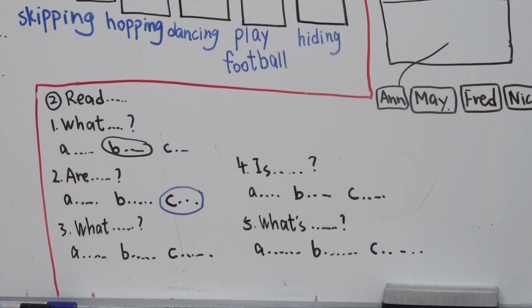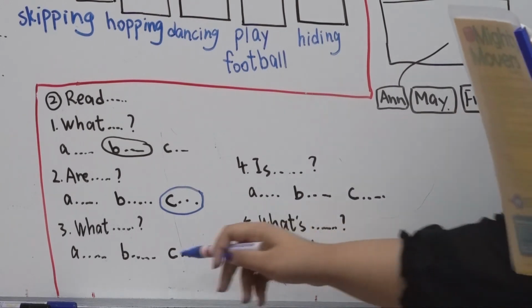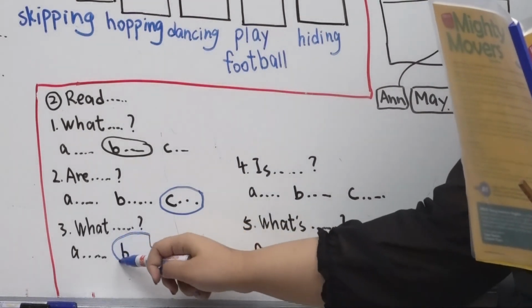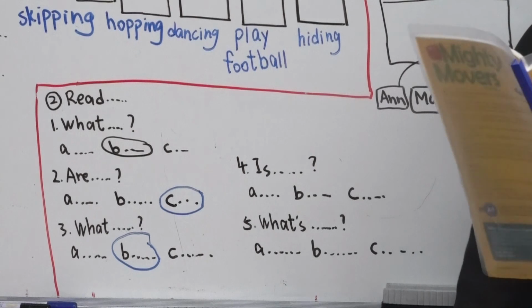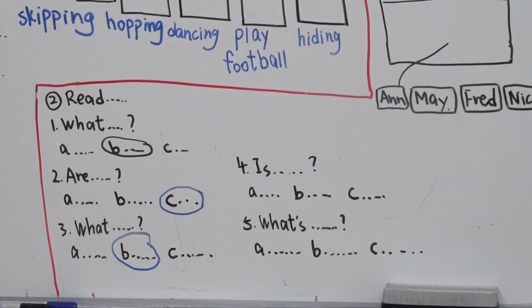And then 3. What are they doing? A, they play. B, they are playing. C, yes, they are. That should be they are playing. Because it asks what are they doing, so you have to answer with playing.